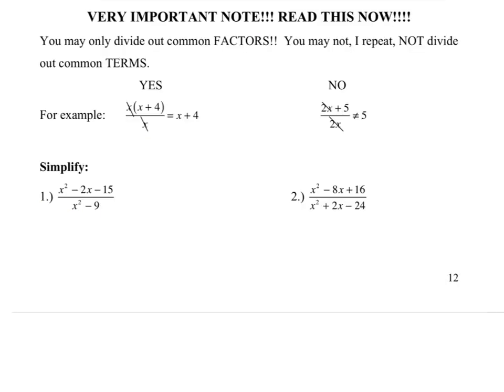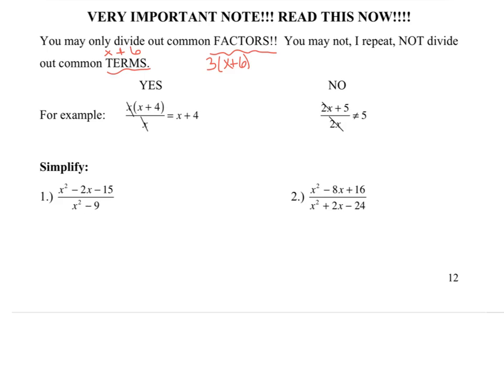Please note, it is extremely important that you understand that you can only divide out common factors. And remember, factor means you're multiplying. You may not, I repeat, you may not divide out common terms. So terms are things that you add or subtract, like x and 6 are terms. Factors would be if you had 3 times x plus 6, 3 and x plus 6 are factors.